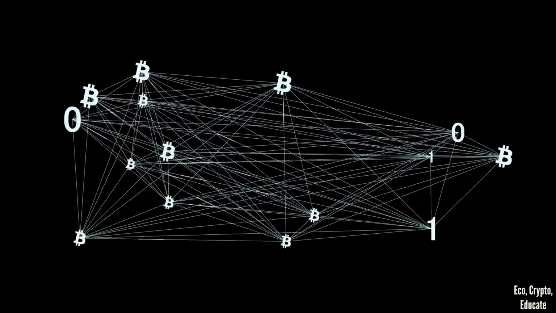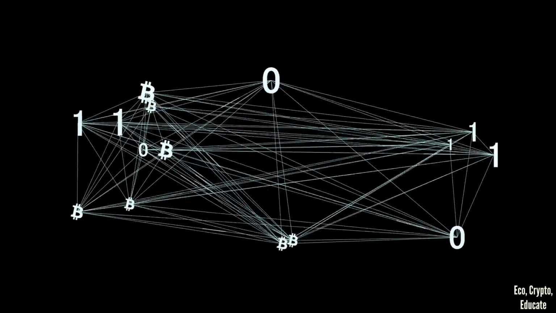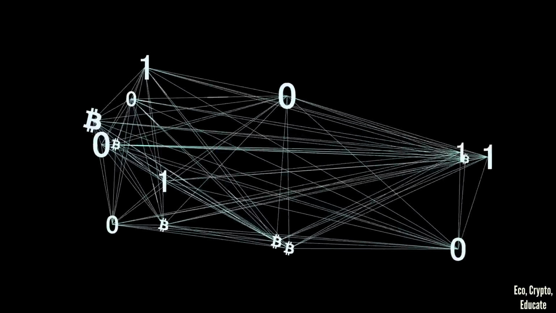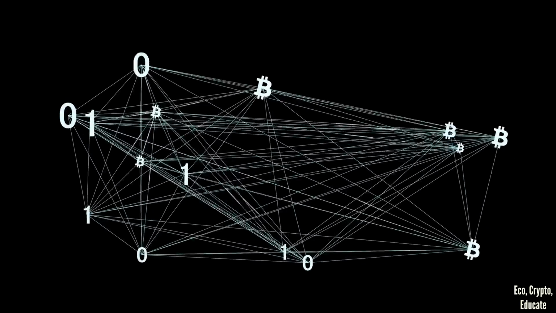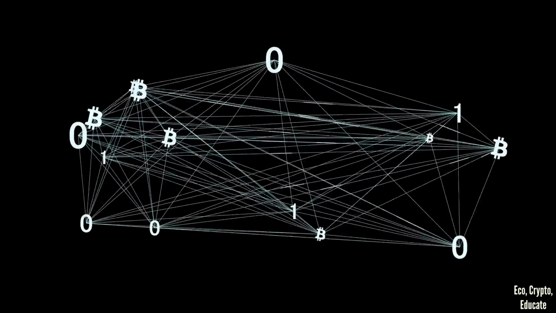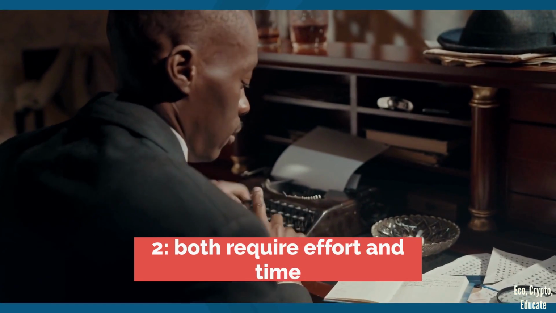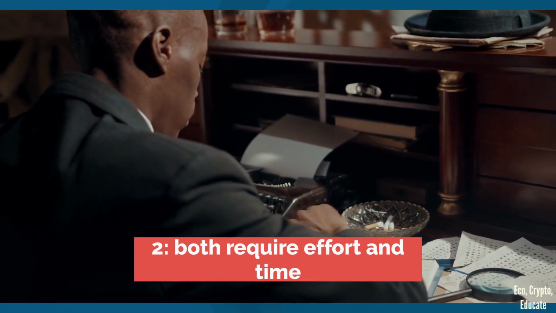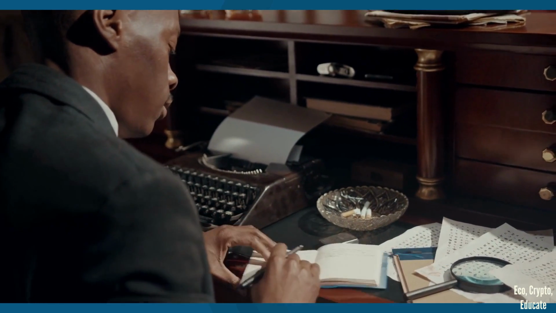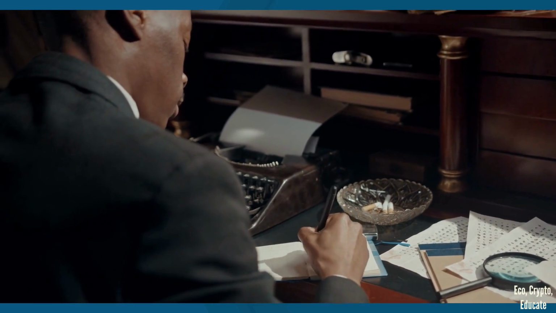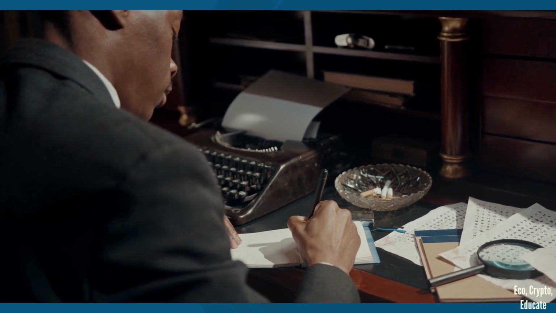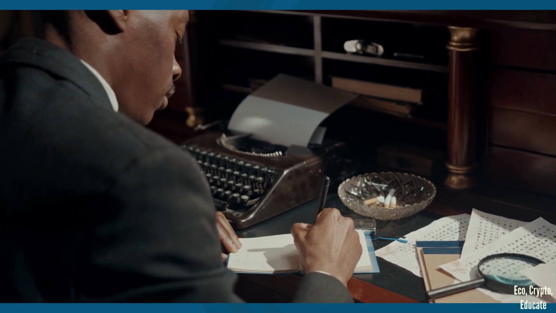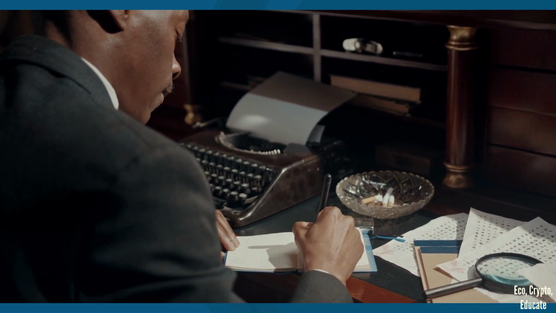In the context of Bitcoin, Penelope's like the network, and the suitors are like the computers on the network, each trying to solve the complex mathematical problem and add new blocks to the chain. 2. Both require effort and time. Penelope had to spend a significant amount of time weaving and then unraveling her work. Similarly, solving a proof-of-work problem requires a significant amount of computational effort and time.